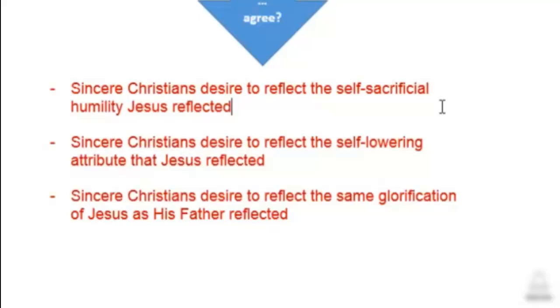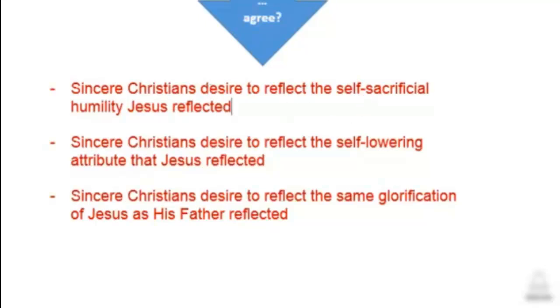They cause people to think a little bit further than in saying, sincere Christians desire to reflect the humility of Jesus. Well, I can actually explain the emphasis of the text. If the text is talking about the humility of Jesus, then the text is talking about a certain kind of humility. Not all humility is the same. And in this particular passage, we're talking about a self-sacrificial type of humility that Jesus reflected.